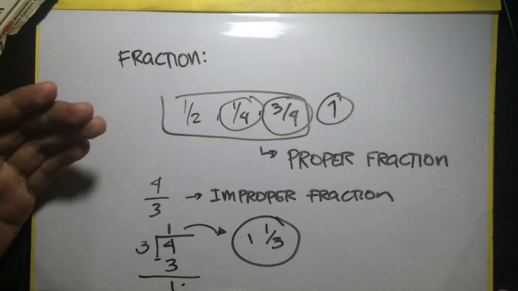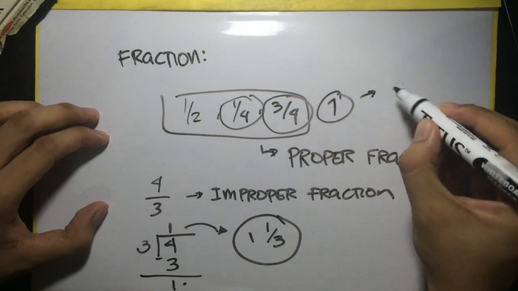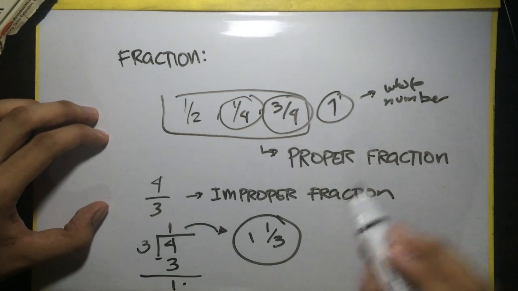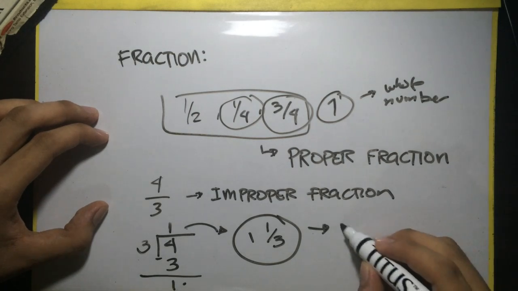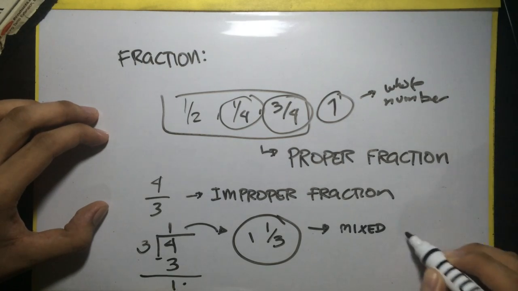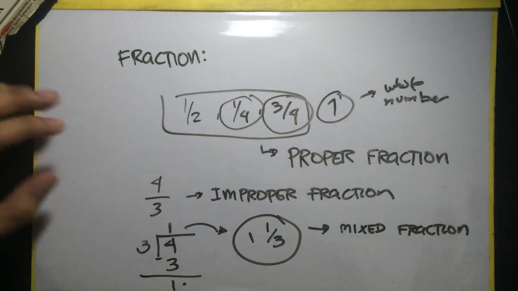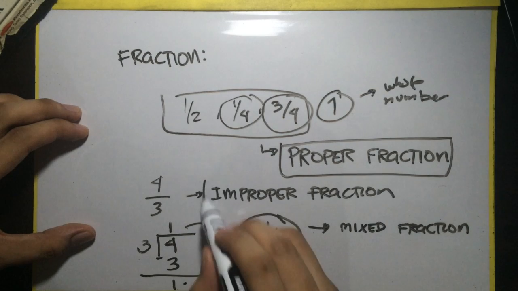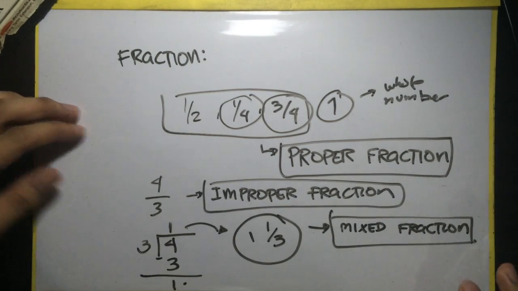So we have here a combination of a proper fraction and a whole number. That's what I've said before. This type of combination is what we call a mixed fraction. So we have 3 types of fractions that we should remember: the proper fraction, the improper fraction, and the mixed fraction.